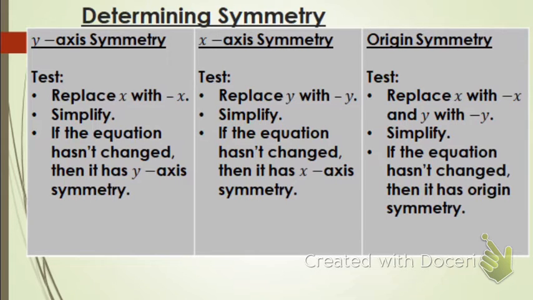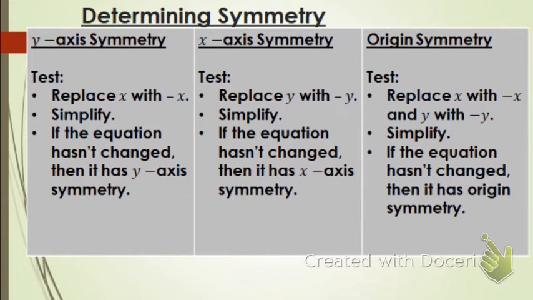Y-axis symmetry. To test for y-axis symmetry, we're going to replace x in our equation with negative x. We are going to simplify it as much as possible. And if what we end up with after we simplify is exactly what we started with, then we say it has y-axis symmetry.